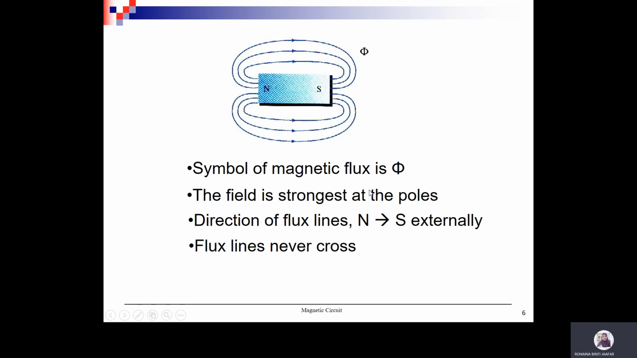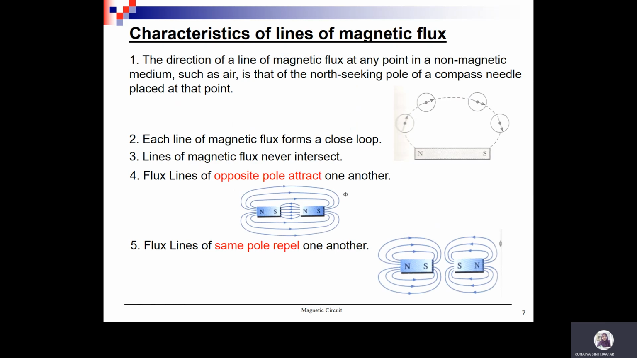Okay, the symbol of magnetic flux is phi. So the lines we call phi. The field is strongest at the poles. You can see at the poles here, the gap between your flux lines is shorter than this one. The direction of flux lines is from north to south externally. Internally, your flux lines are directed from south to north, and the flux lines never cross each other.